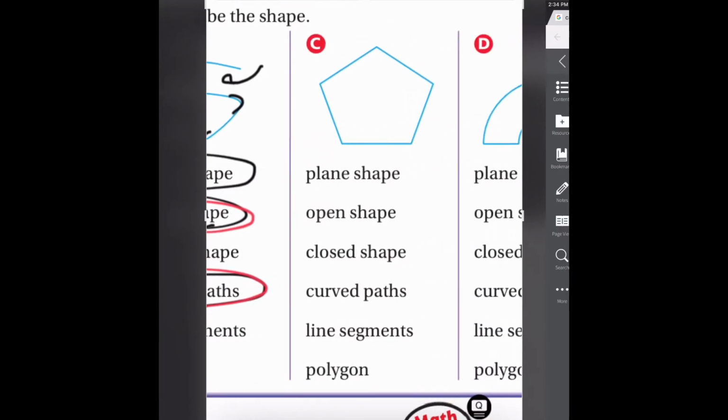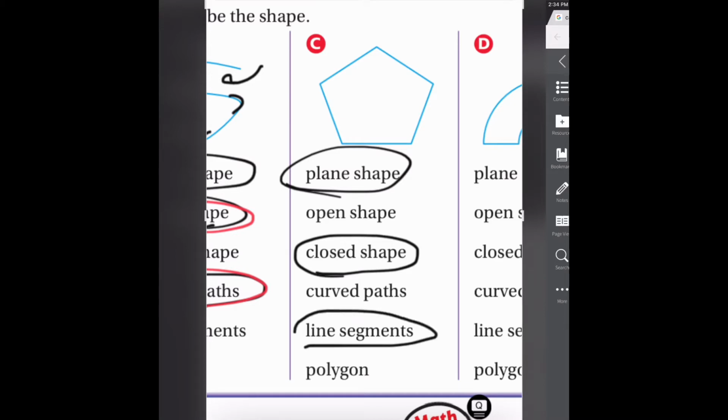Let's take a look at C. Is that a plane shape? Yes. Drawn on a piece of paper. Is it open? No, there are no openings, so it is a closed shape. That's a good sign if we want it to be a polygon. Does it have any curved paths? No, it doesn't. Does it have line segments? Yes. All the line segments are straight and they all meet at endpoints. A good shape. So is it a polygon? Well, yes, it is a polygon. It's a plane shape. It's a closed shape and it has line segments. It does not have any curved paths, and so that makes it a polygon.